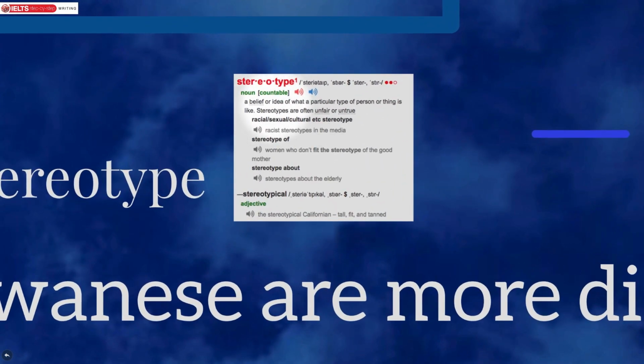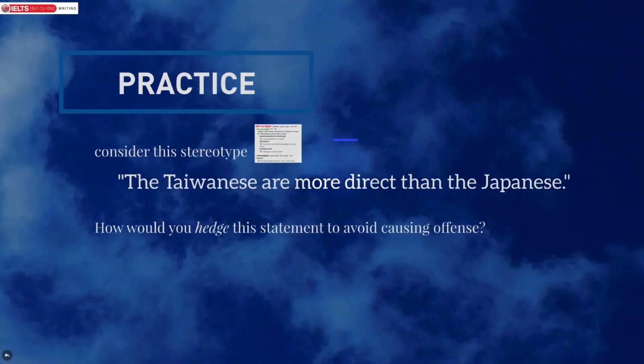A stereotype is a belief or an idea of what a particular type of person or thing is like. They're usually unfair or untrue. So a racist stereotype is a common collocation. A woman doesn't fit into the stereotype of a good mother. These stereotypes about the elderly, all elderly people don't do enough exercise. Well, can you say that statement? Yes, many of them don't do enough exercise, but a lot of them do. 20% of them do. So I can't just make a stereotype about elderly people in relation to exercise.